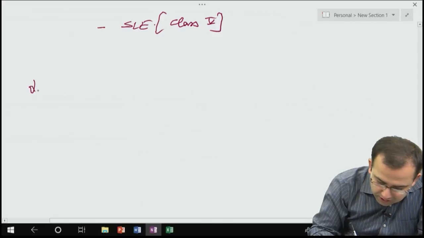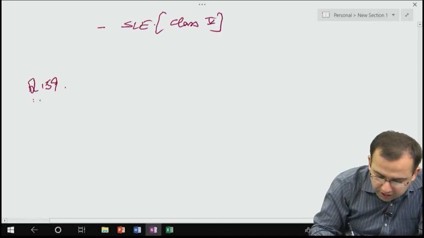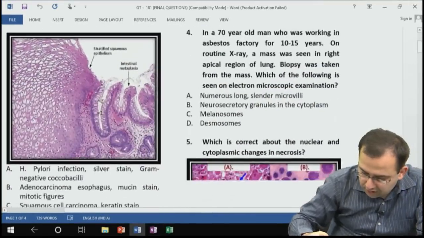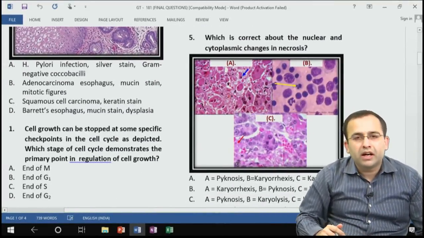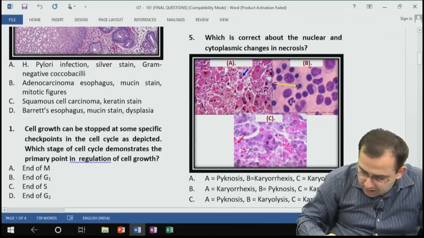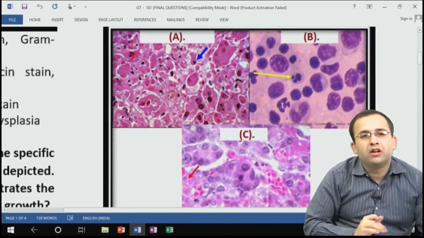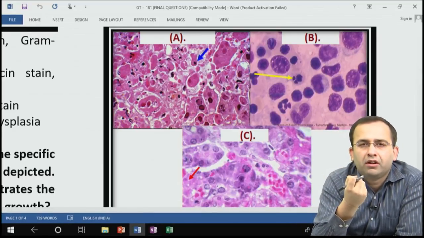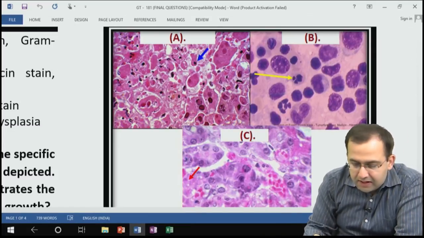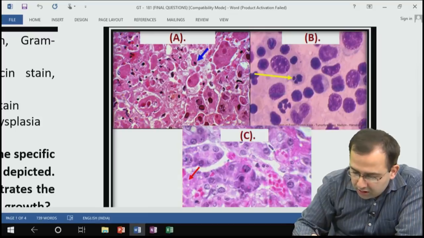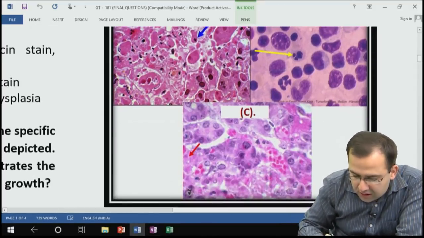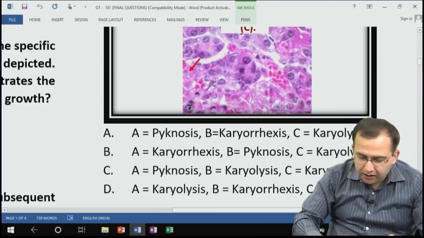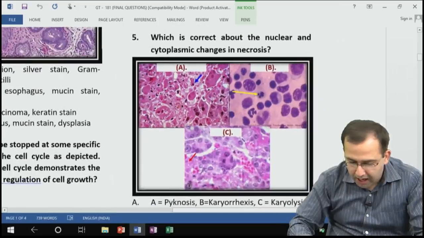Next, this gets us to question 159. Which is correct about the nuclear and the cytoplasmic changes seen in necrosis? Let me enlarge this image. Starting with the first image, you are seeing a cell with clumped chromatin, that is pycnosis, versus the second, where it is fragmentation of the nucleus, karyorrhexis. In the third image, the nucleus is gone. Dissolution, karyolysis. So the answer is A.